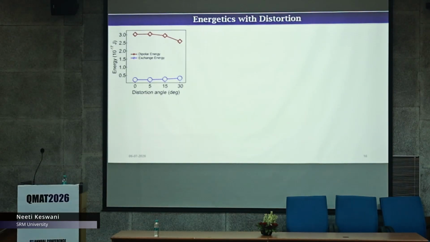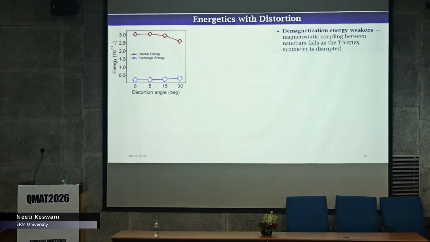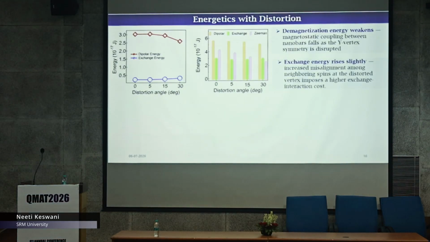This is for 24 millitesla, and we observe that the dipolar energy is decreasing with increase in distortion, and the exchange energy is increasing. That's very simple, because when you have a clearly symmetric system, the dipolar energy is very high, there is a magnetostatic coupling. Now that is getting weakened because of the disruption of symmetry, and when we compare all the exchange energies and Zeeman energy, you can see clearly that the dipolar energy tends to decrease, and exchange energy is particularly rising.